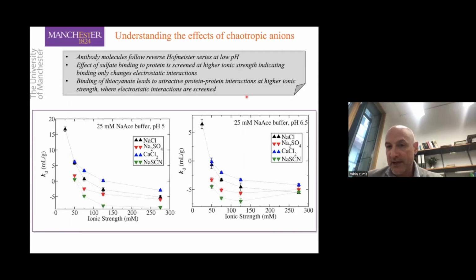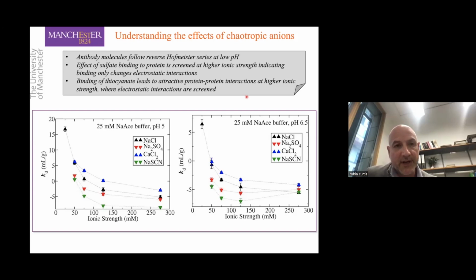So another effect, after we looked at the buffer effect, we wanted to go back and revisit this reverse Hofmeister series effect, which was studied quite a lot around 2000. In the reverse Hofmeister effect, chaotropic anions are able to salt out positively charged proteins at moderate salt concentrations. Usually chaotropic anions at high salt concentrations will salt in proteins. And so there's been a lot of work dedicated towards understanding this effect.